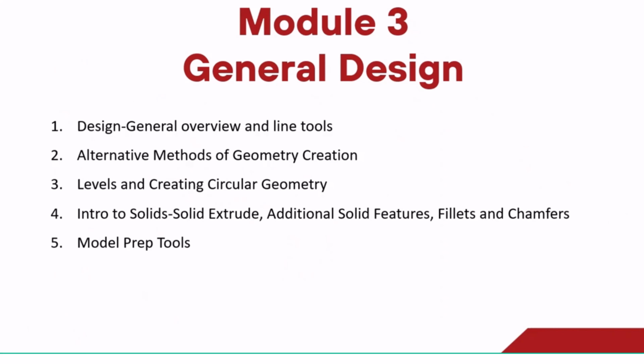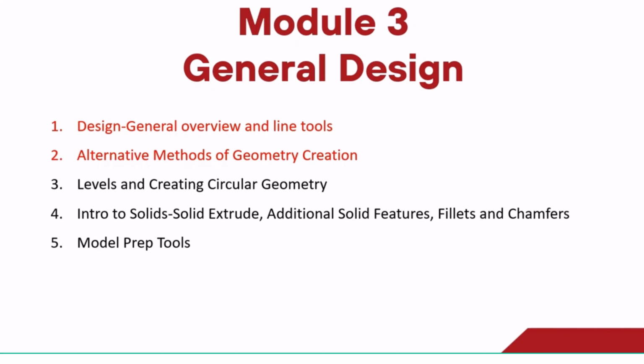Here we have 5 topics in this module, and we are going to cover them one by one. The first topic is all about the design and general overview and tools. The second topic is all about alternative methods of geometry creation. We discussed in module number 2 the 2D wireframe methods and tools to create 2D lines and geometries. First we are going to discuss all these 2D designs and then convert them into 3D modeling using this method.